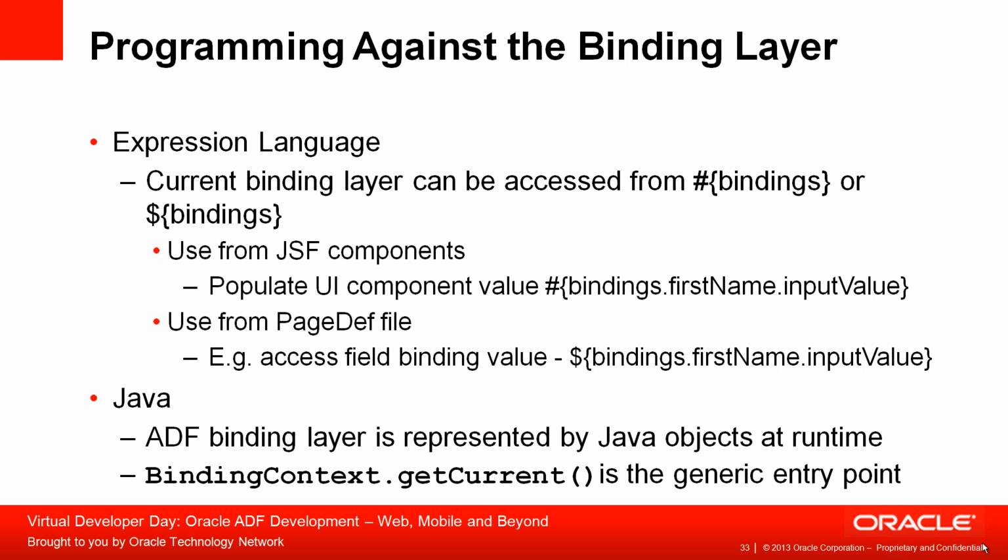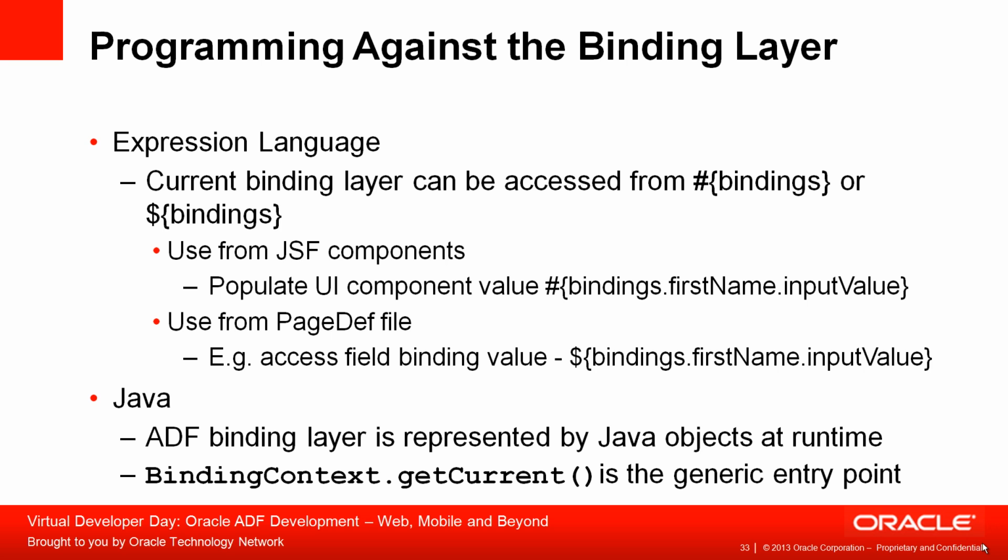The binding layer exposes methods, collections, and attributes, and can be accessed in expression language or Java. When you use expression language, you can use the hash binding stack, or you can use the dollar bindings. Both will provide you access to the binding layer. The hash is used in JavaServer Faces pages, whereas the dollar is an immediate binding at compile time, used in the binding layer itself, for instance, for a method to reference a binding to provide argument values.